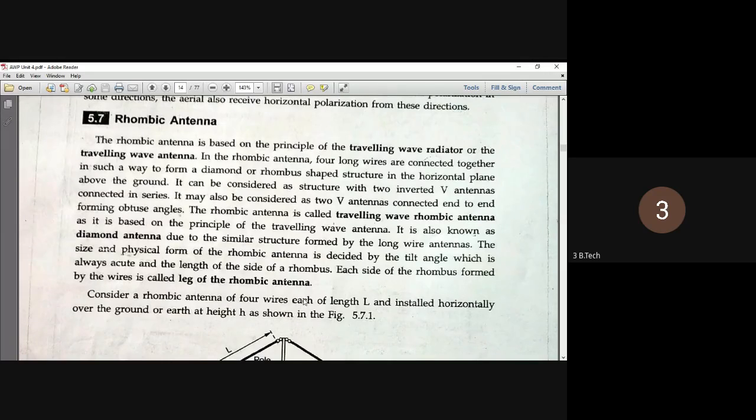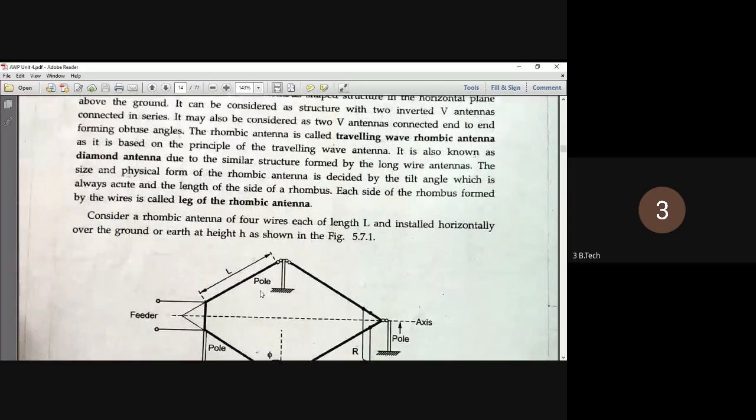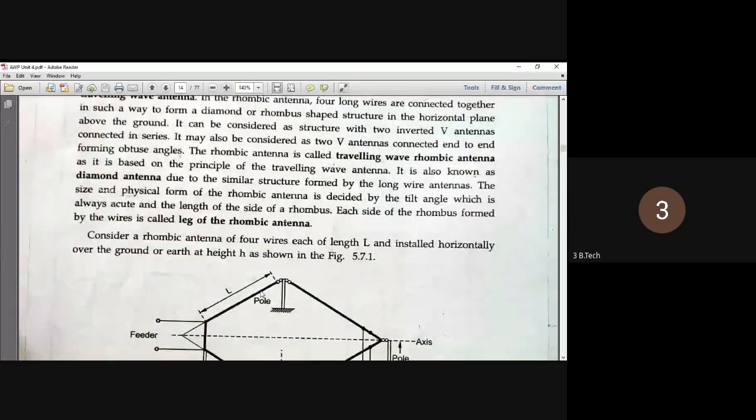plane above the ground. The main important point is, it can be considered as a structure with two inverted V antennas connected in series. It can be considered as two V antennas connected end to end forming obtuse angles. The rhombic antenna is also called the traveling wave rhombic antenna, as it is based on the principle of the traveling wave antenna. It is also called the diamond antenna due to the simple structure formed by the long wire antennas.